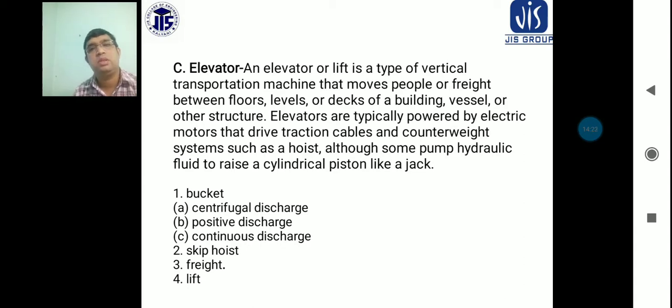Suppose your lift has a bucket, and the bucket moves in the upward and downward directions. This is considered according to continuous discharge. And skip hoist means the hoist is mounted on a lift, and a bucket hangs there. Through the pulley system, this bucket goes in the upward and downward directions. And the voids will be here.